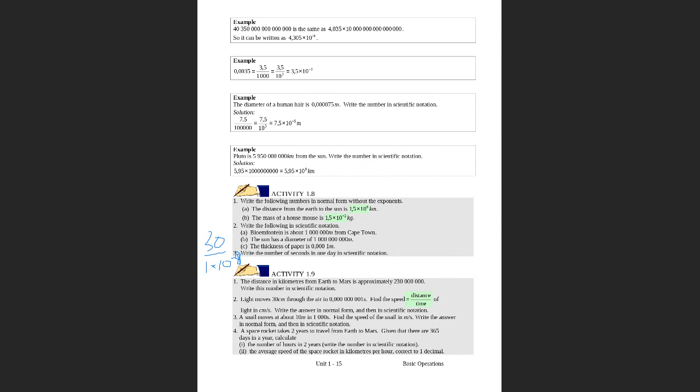The next one says that a snail moves at about 10 meters in 1,000 seconds. Find the speed in meters a second. So the speed is going to be distance over time. You've seen that. So the speed is in meters.